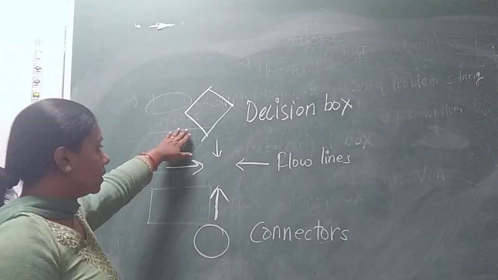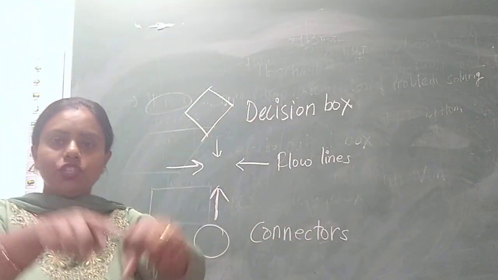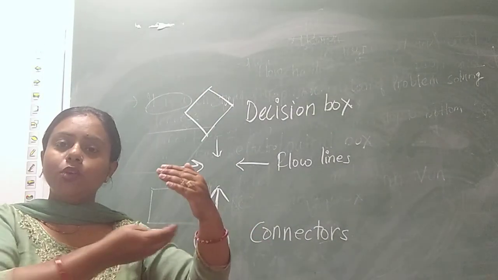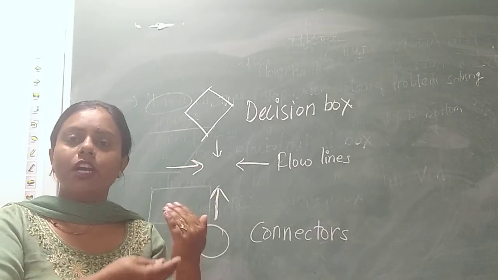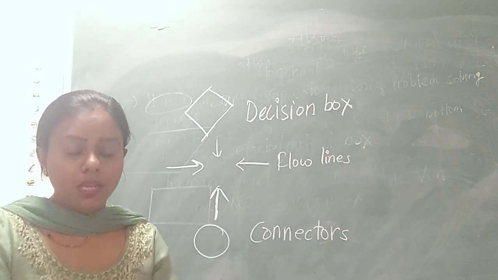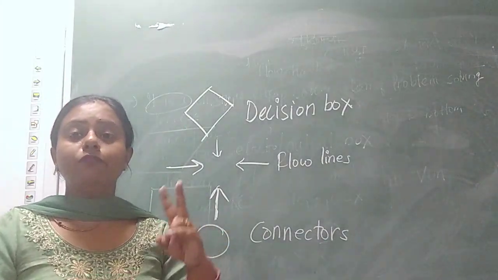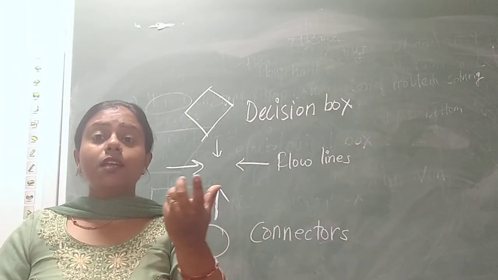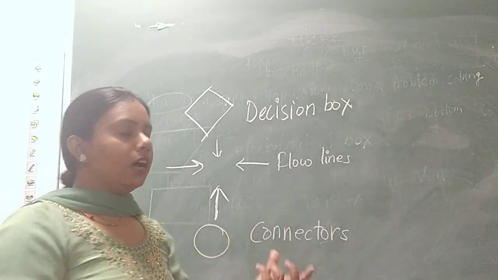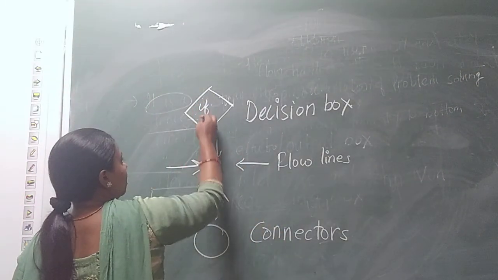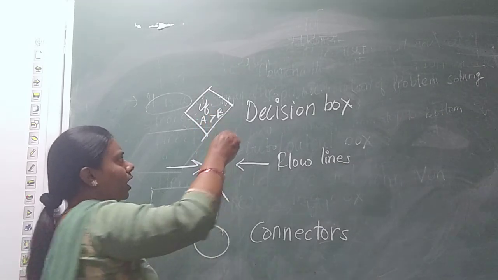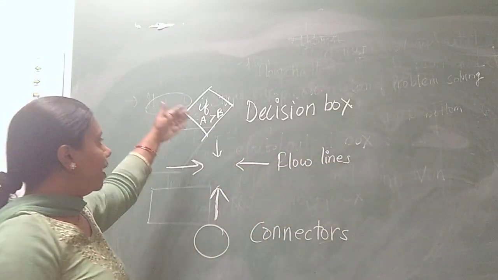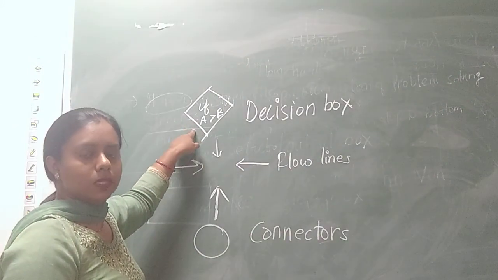Now the next is your decision box. It is a rhombus shaped box which is used to take decisions. Means when you check some condition, on the basis of the condition, when you have to display the comparison, then we will use this box. Means when you have to compare two numbers, like if A is greater than B, now there is a condition. So whenever this type of condition comes, we will use this decision box. Here you have to check the condition, and on the basis of the condition we will get the result.